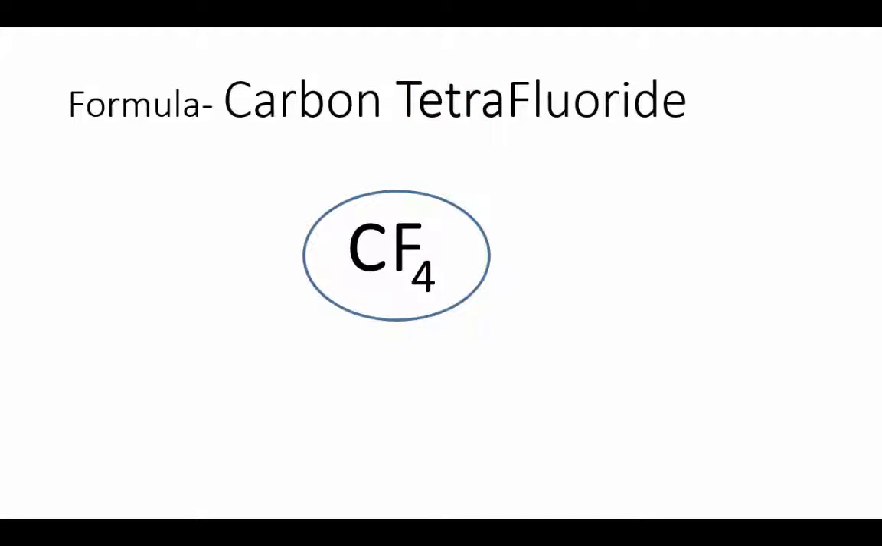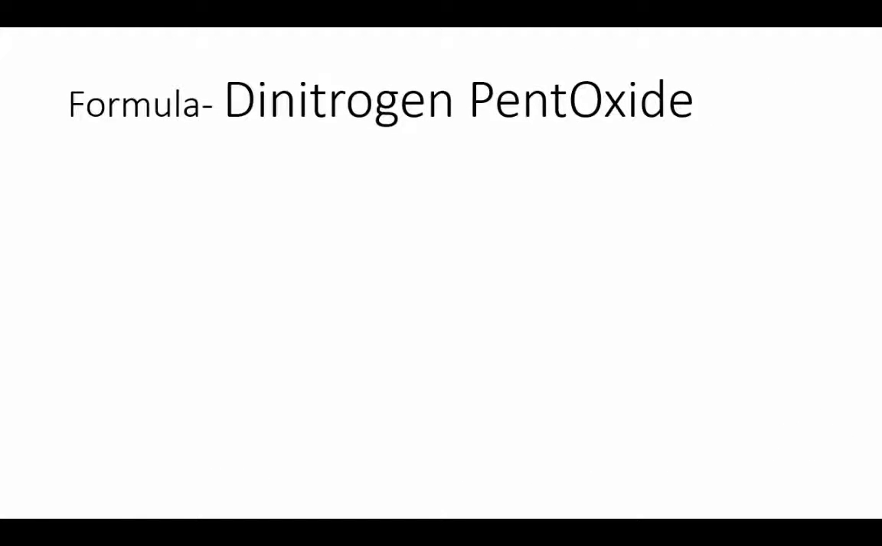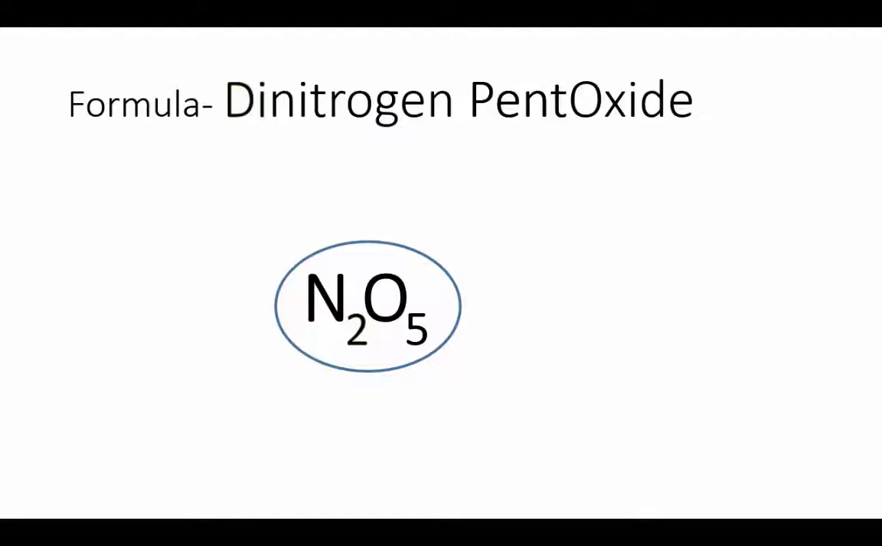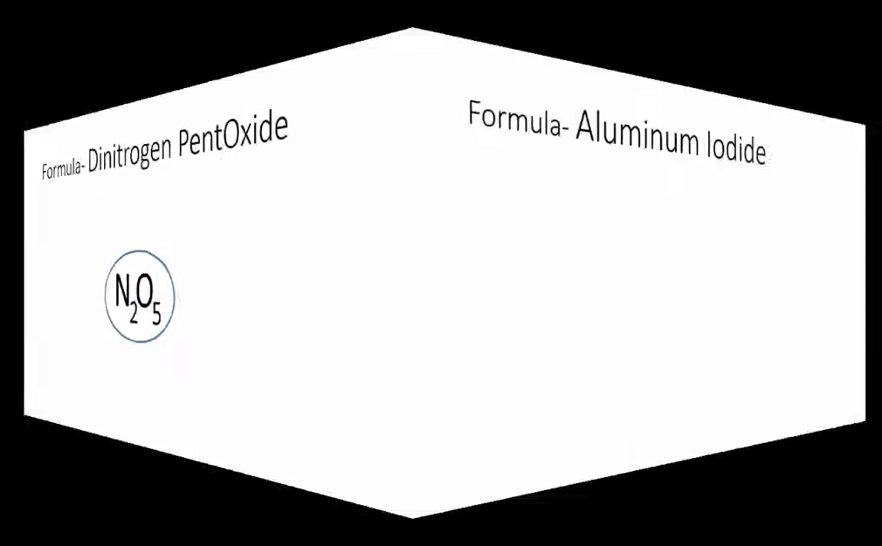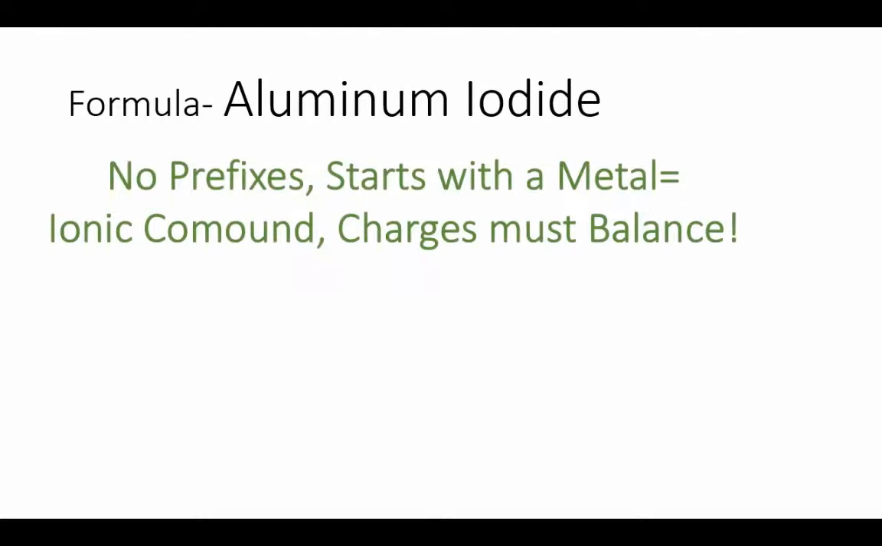Pretty simple. Let's do another one. This is dinitrogen pentoxide. The di in dinitrogen tells me I have 2 nitrogens, so I write N2. The pent in pentoxide tells me I have 5 oxides, so the formula of dinitrogen pentoxide is N2O5.